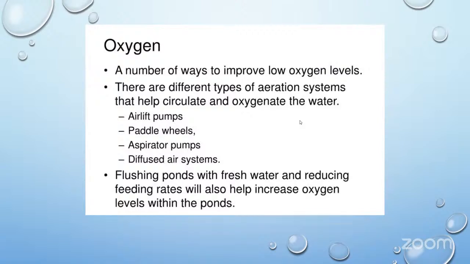There are a number of ways to improve low oxygen levels, and there are different types of aeration systems that help circulate and oxygenate the water, for example, airlift pumps, paddle wheels, aspirator pumps, diffused air systems, etc. Flushing ponds with fresh water and reducing feeding rates will also help increase oxygen levels within the ponds.